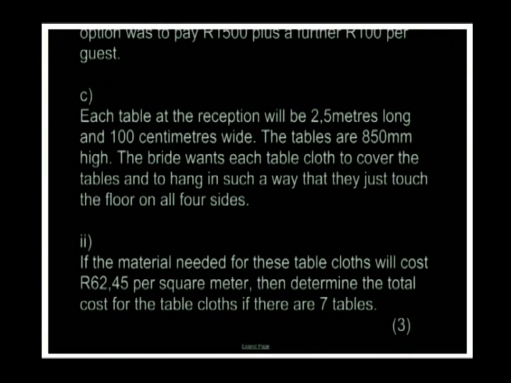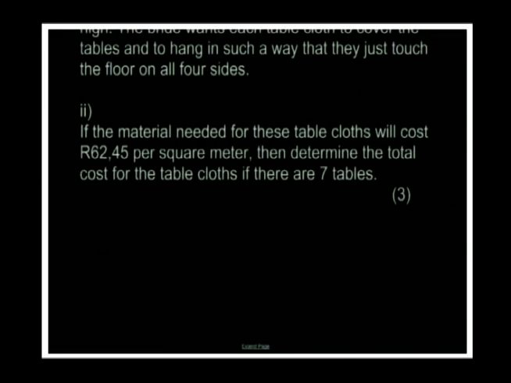Okay, now, let's have a look at the next one. Each table at the reception will be 2,5 meters long and 100 centimeters wide. The tables are so high. The bride wants each tablecloth to cover the table and to hang in such a way that they just touch the floor on all four sides. Now, if the material needed for these tablecloths will cost 62 Rand 45 per square meter, then determine the total cost for the tablecloths if there are 7 tables. So, how much is it going to cost?